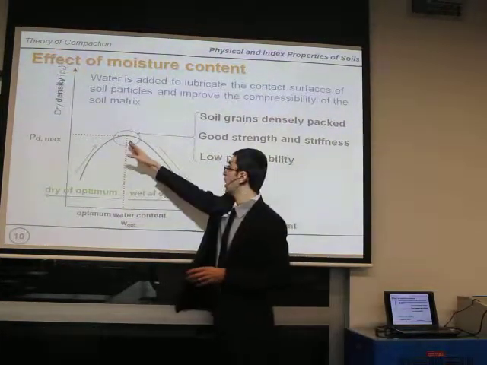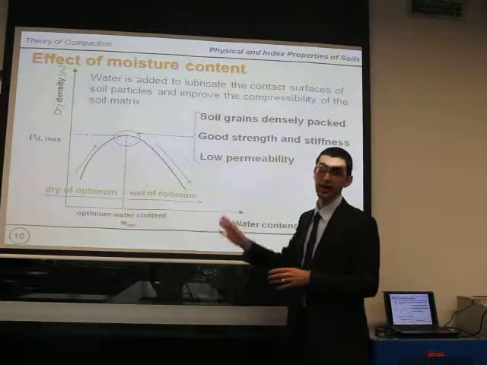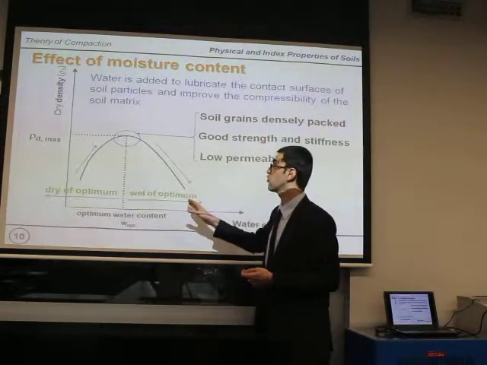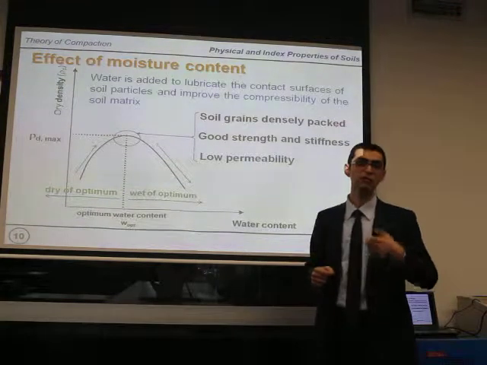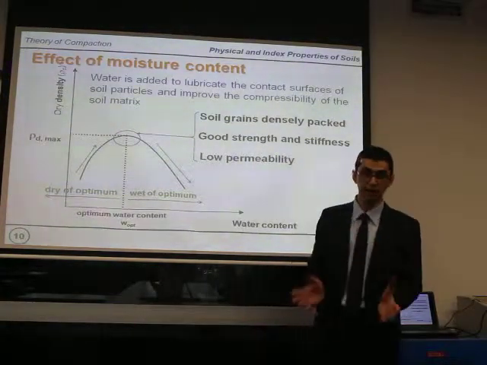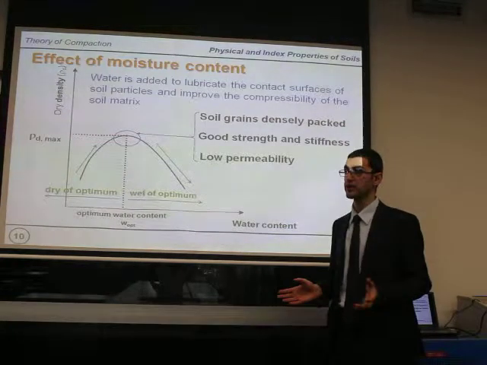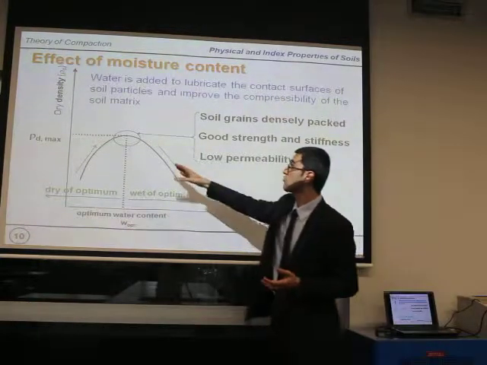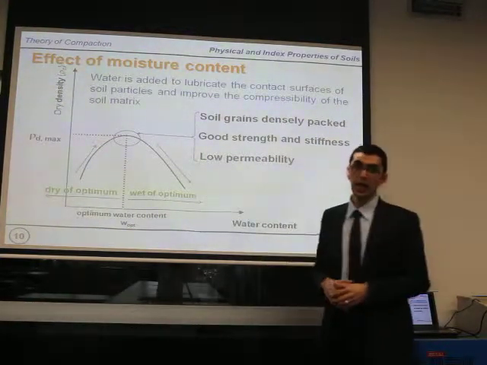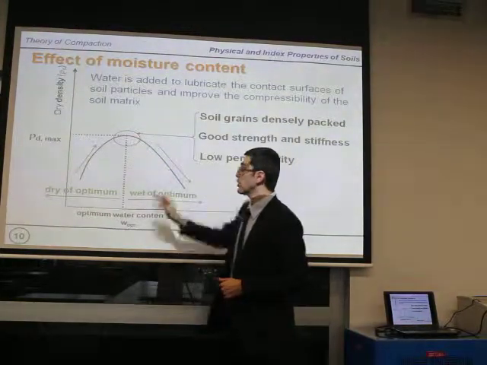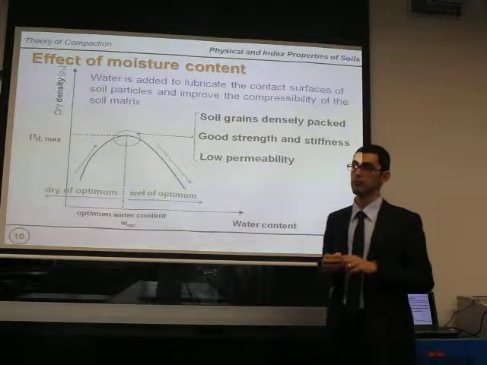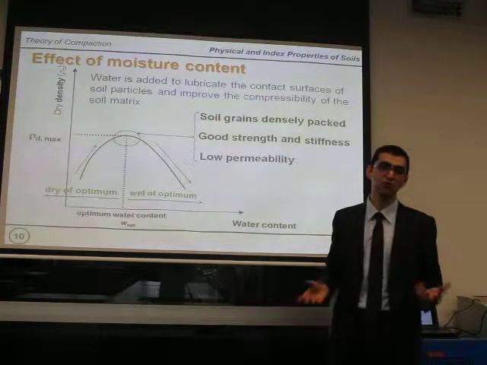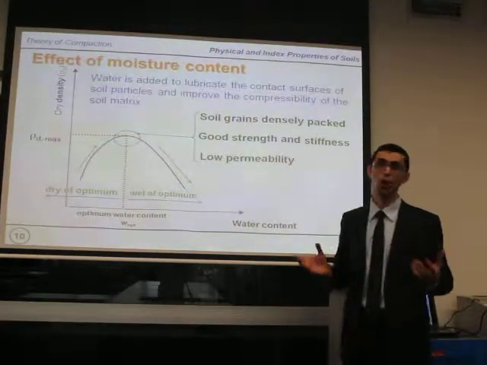But it continues until reaching the peak point. After that, further increase in the moisture content will result in a reduction of the dry density, because the water starts to replace the soil particles in the specimen, and since the density of the water is much lower than the density of the soil grains, you will have a reduction in the dry density. It is expected that at the peak point, you have the most compacted configuration of the grains for that particular energy, and you have a good strength and stiffness as well as low permeability.